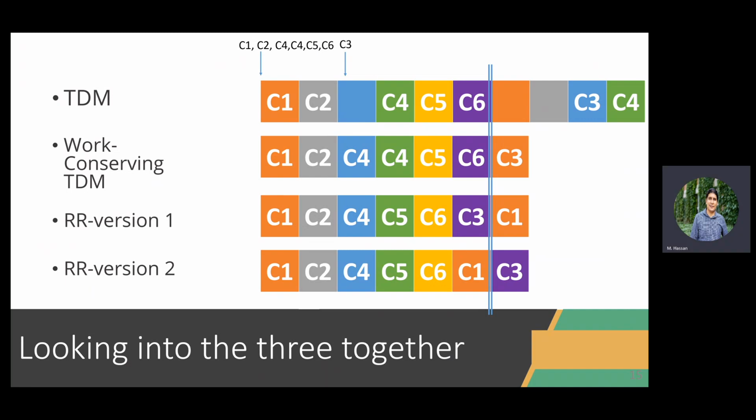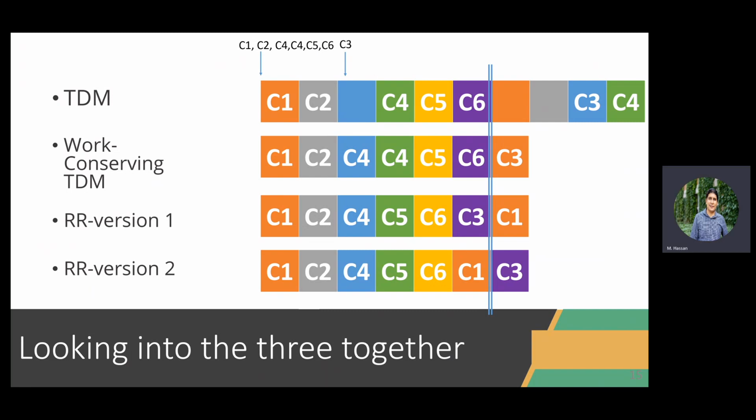Then at the beginning of core 4's slot, does core 4 have a request? Yes. What do I do? I serve core 4. Then C5, the same thing. Then C6, the same thing. Once I'm done, I start a new round, a new period with TDM.